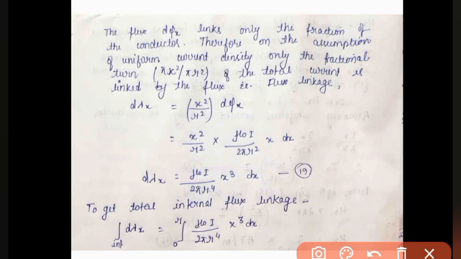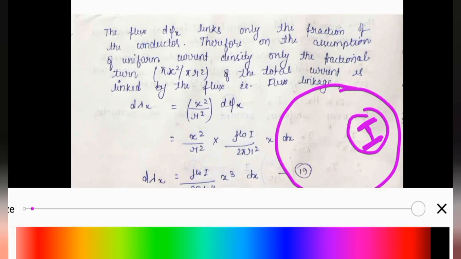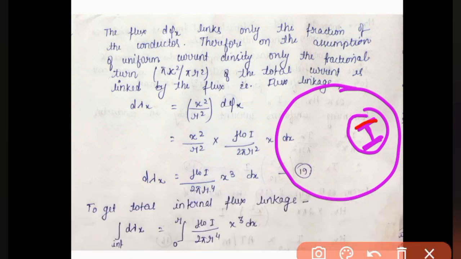See, we are taking the d phi x, it is linkage only for the dx region. It means it only links a fraction of that conductor. It means if the conductor is like this, d phi x, that is the flux linkage for that particular region, this region only. Okay, it means it is the fraction of this conductor.